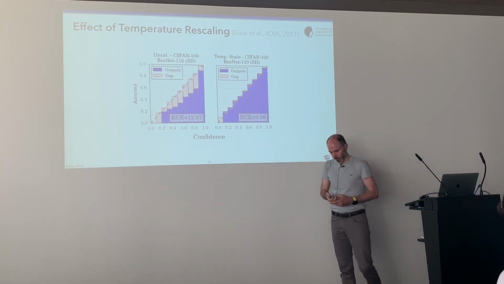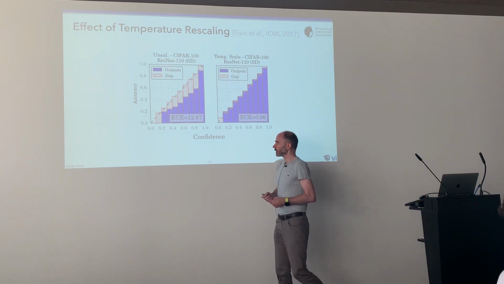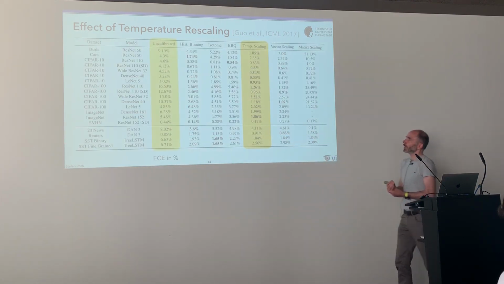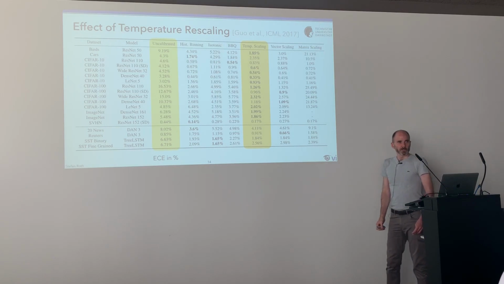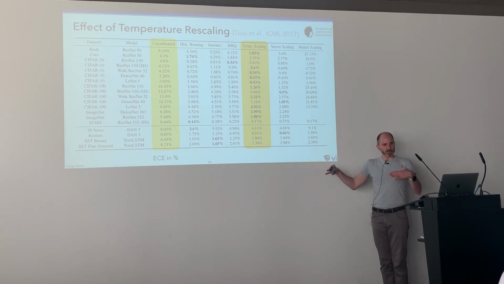Okay, and they also did a very extensive analysis on different methods, also different kinds of classical vector and matrix scaling methods where you learn additional parameters, and adaptive binning methods and whatnot. But they found basically across the board, and these are various different networks, on a number of different data sets, including large-scale ones like ImageNet, that this temperature scaling method actually performed very well.